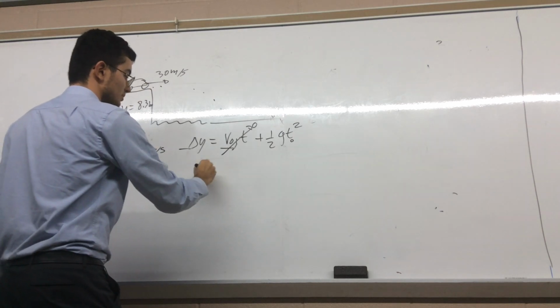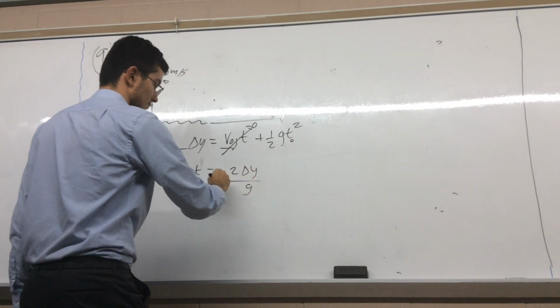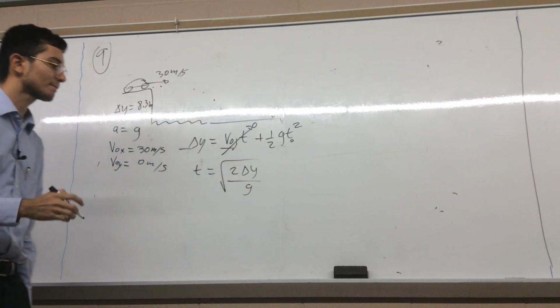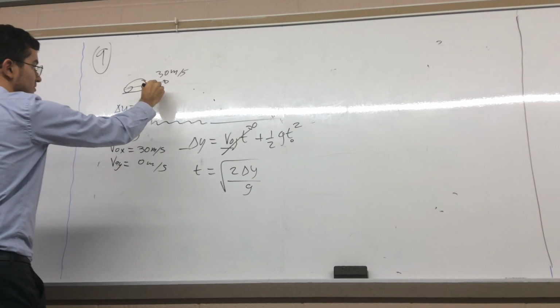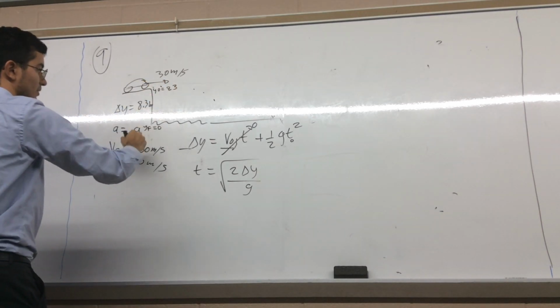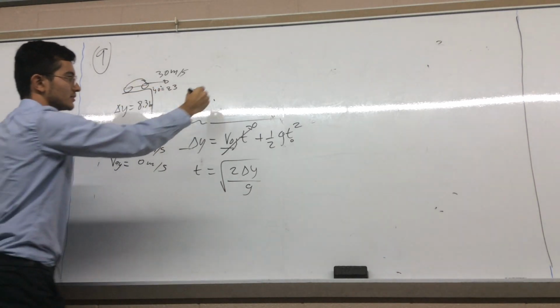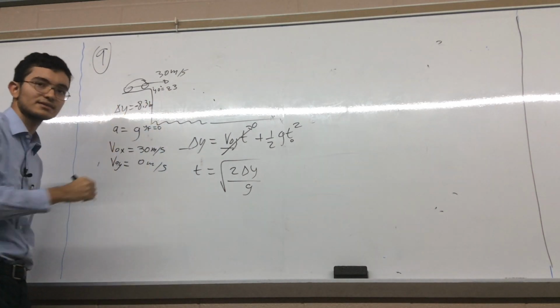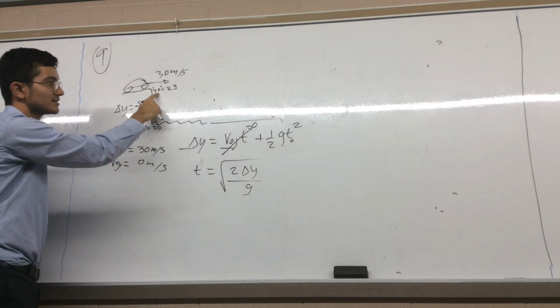So t is going to be equal to the square root of 2 times delta y divided by g. Now, be careful with the negatives. y0 over here is 8.3, and y final is 0. So delta y is y final minus y0, so delta y is actually negative. Okay, delta y is actually negative, if we say that this is y0.